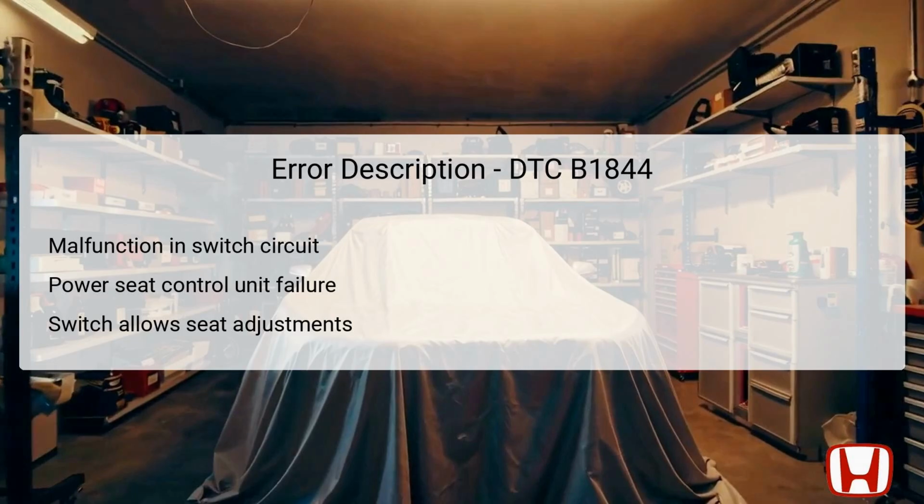The switch's primary role is to enable smooth forward and backward movement of the seat. If this circuit is compromised due to wiring issues or a faulty component, it leads to a direct impact on the seat's operability, which is crucial for driver and passenger comfort and safety.